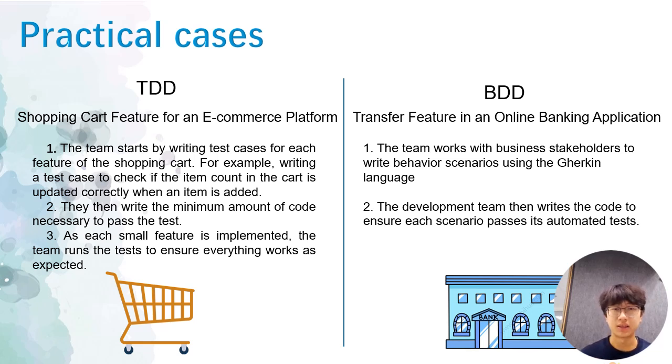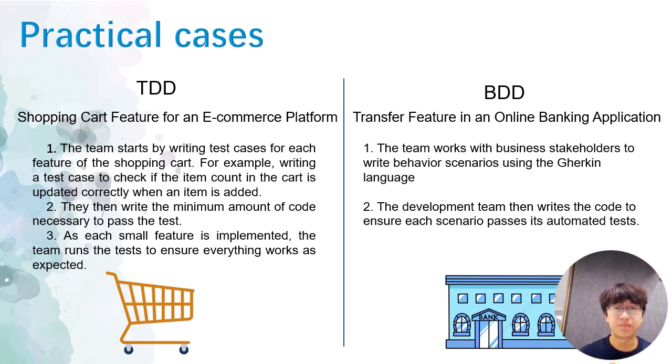First, we can see TDD. The background is a shopping cart feature for an e-commerce platform. The team started by writing the test cases for each feature of the shopping cart. For example, writing a test case to check if the item count in the cart is updated correctly when an item is added. They then write the minimum amount of code necessary to pass the test. As each small feature is implemented, the team runs the tests to ensure everything works as expected.